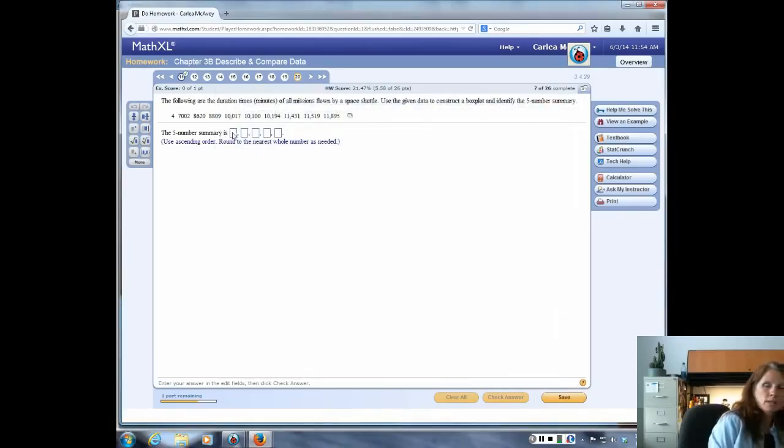So what I said was that our minimum was 4, and the maximum, you can see these are already in order, was 11,895. The middle value, or the median, is the 50th percentile, and that one was 10,058.5. And then quartile 1 is the data that's 25% of the way, 8620. And quartile 3 is the data that's 3/4 of the way over, and that's 11,431.